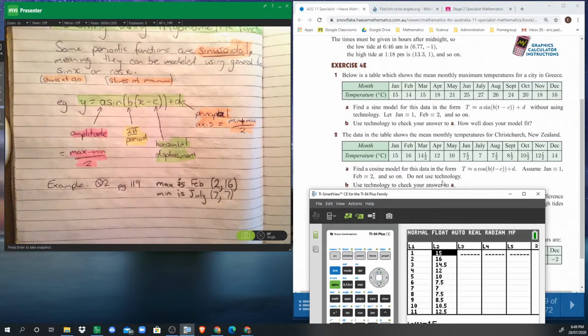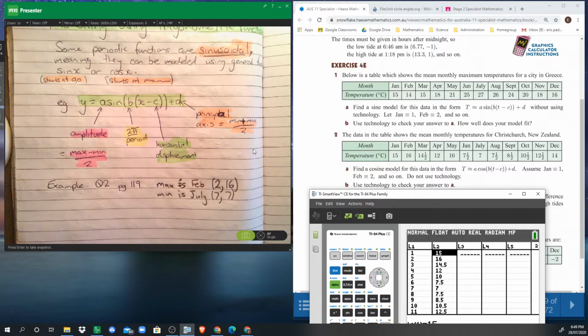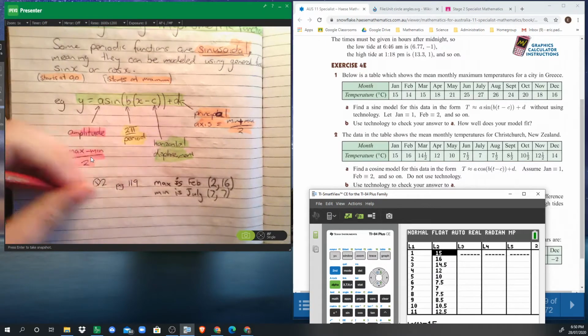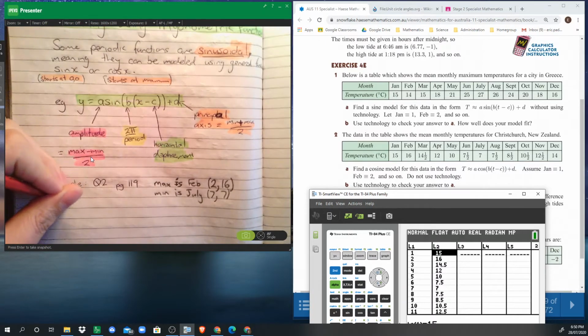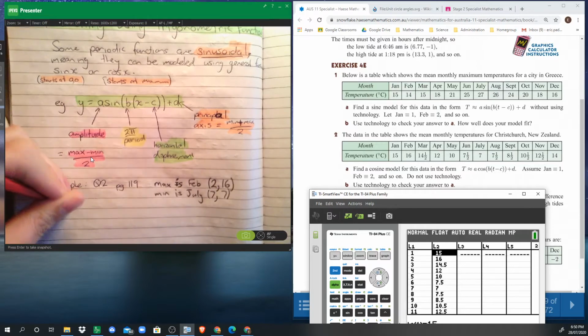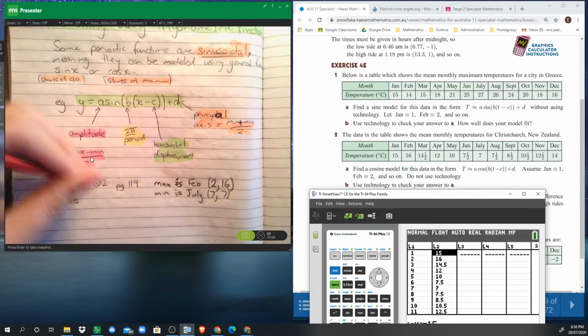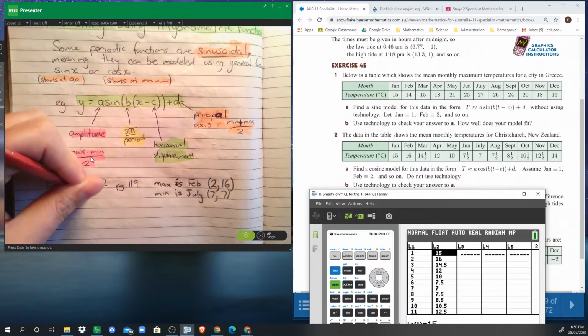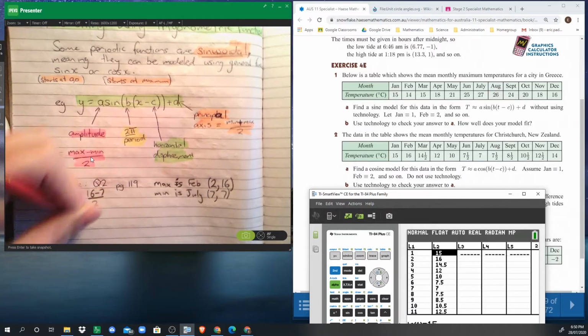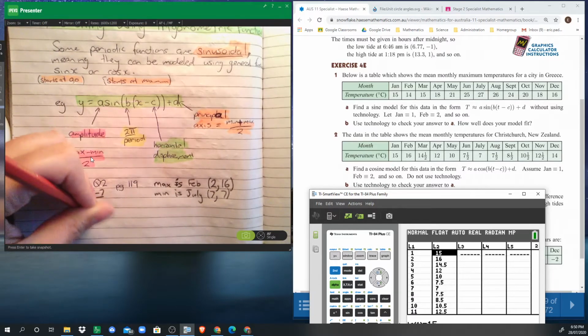We can use that to solve for a couple of these. We can use them to solve for the amplitude. So I'm going to say my A is equal to the maximum minus the minimum divided by 2, which is 4.5.